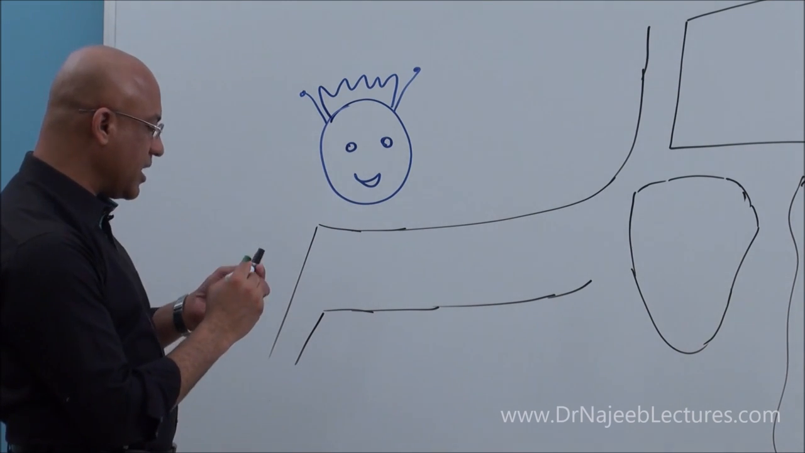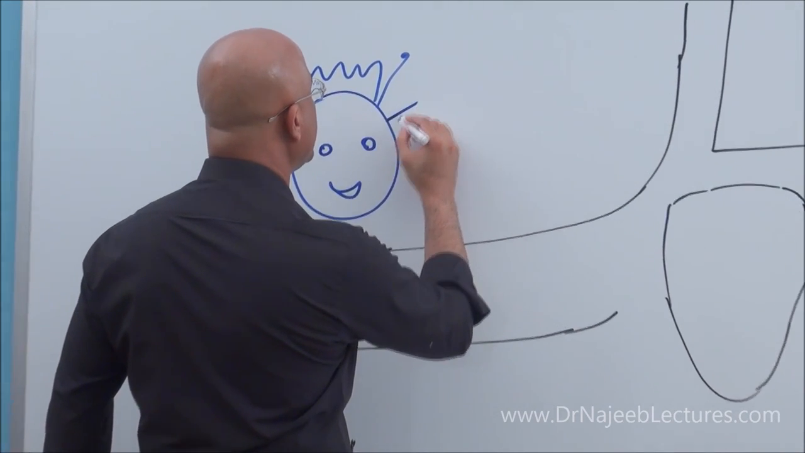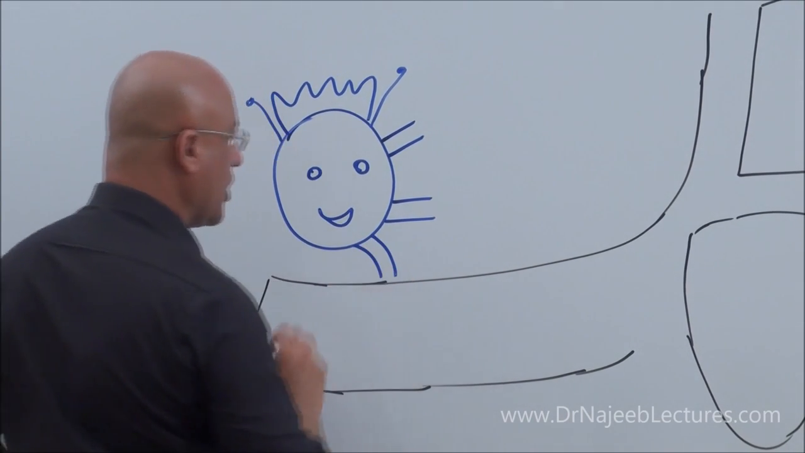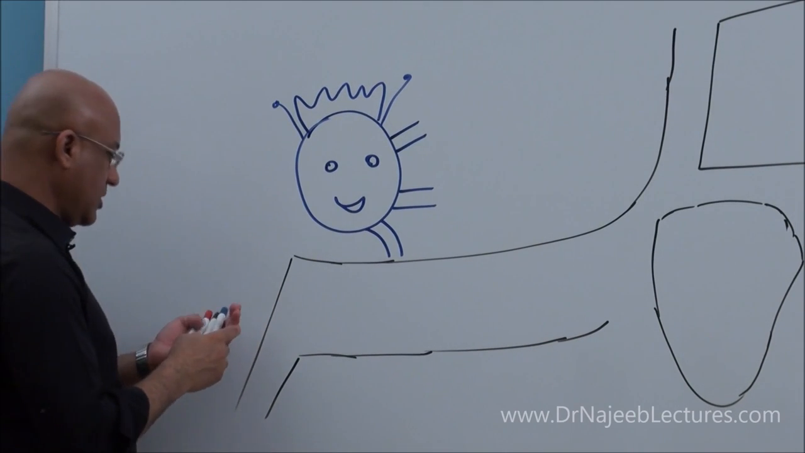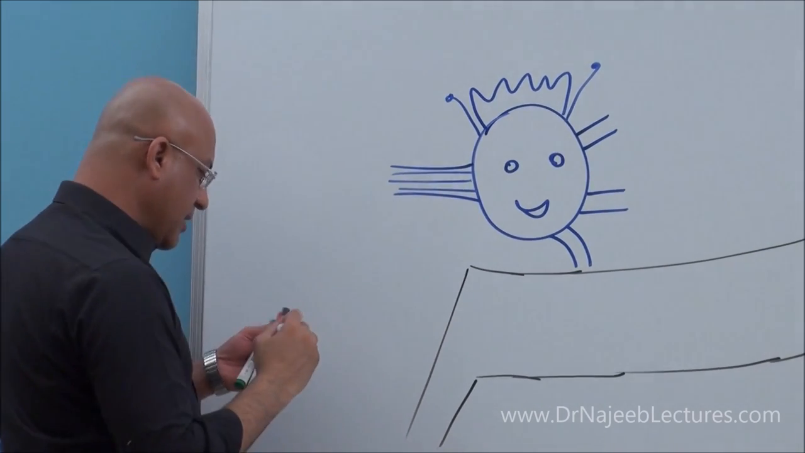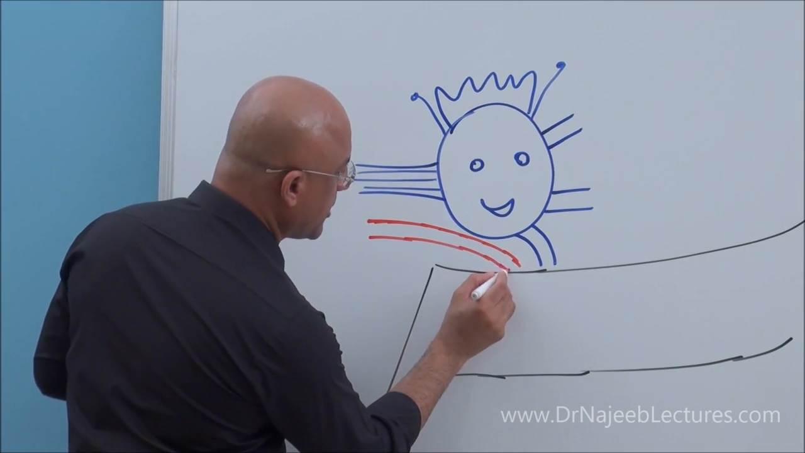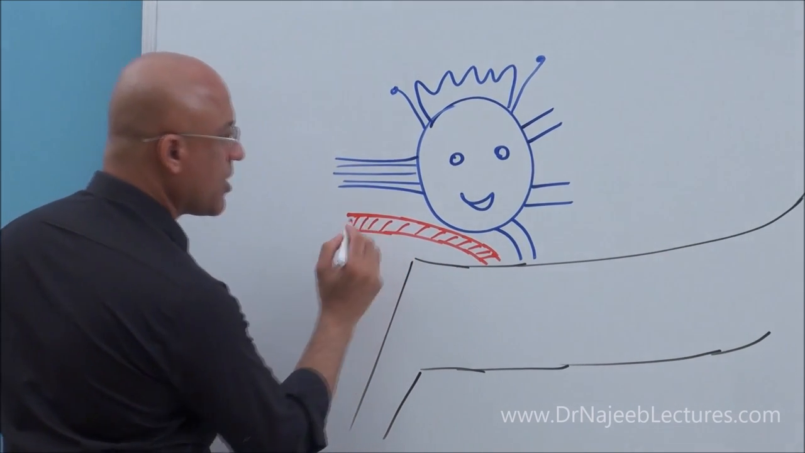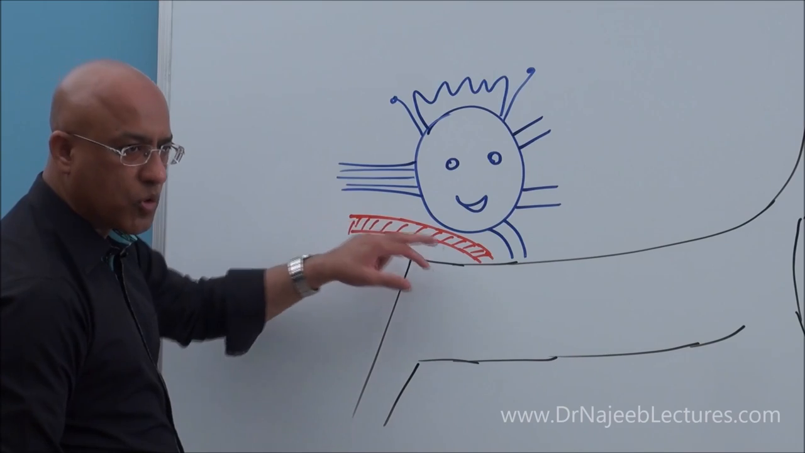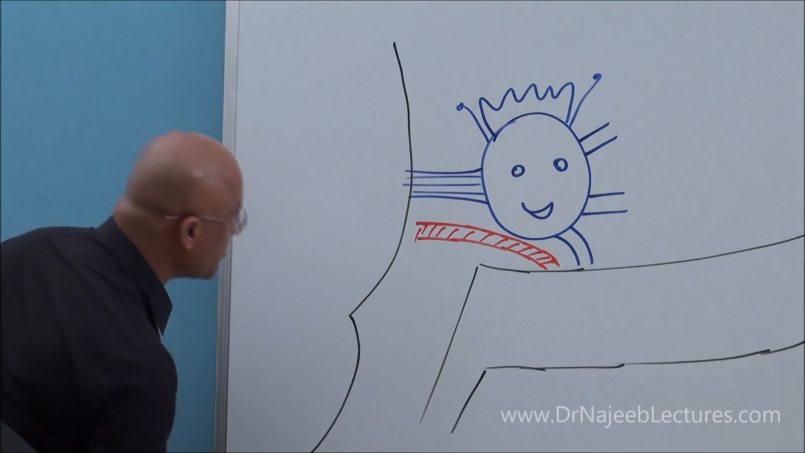Now from the trigeminal ganglion, basically three divisions come out. There is the ophthalmic division, then the maxillary division, and then the mandibular division. And of course, it has a sensory root which goes to the central nervous system, and it does have a motor root which goes along the mandibular nerve. This is the trigeminal ganglion with the sensory root, this is the trigeminal nerve motor root, and behind here should be your pons and medulla.